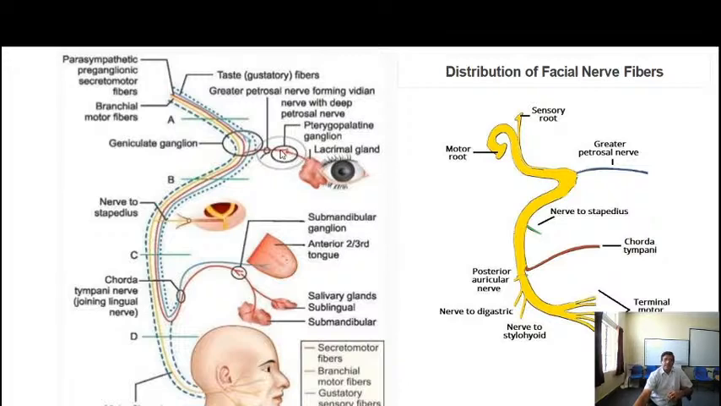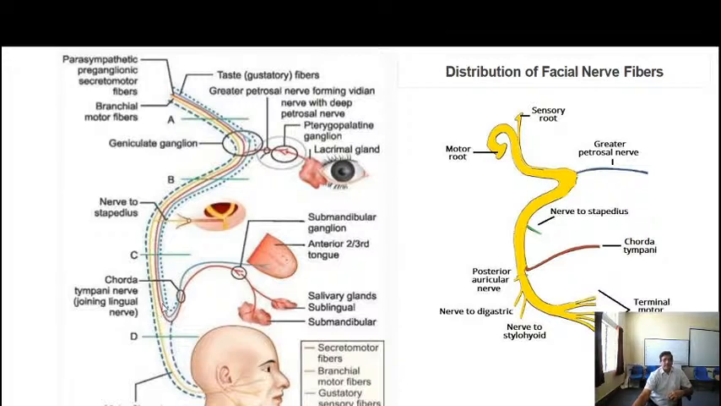Vidian nerve, and from the Vidian nerve it joins with a zygomatic branch, it joins the lacrimal nerve, which is a branch of the ophthalmic nerve. And then ultimately supplies the lacrimal gland. So that is as far as the salivatory nucleus, the parasympathetic fibers to the lacrimal gland, and the continuation like that into the middle ear cavity.